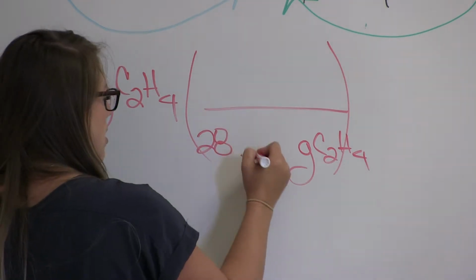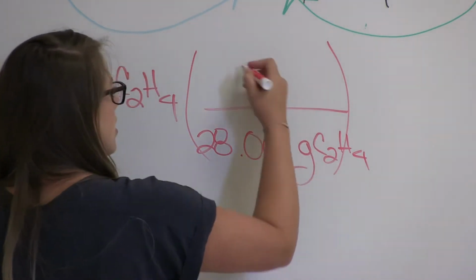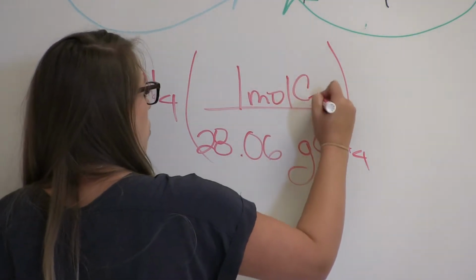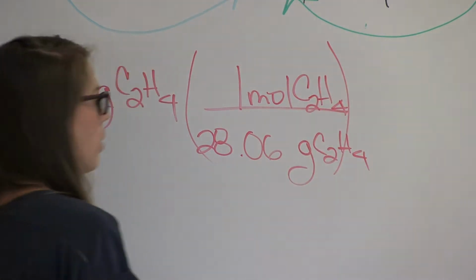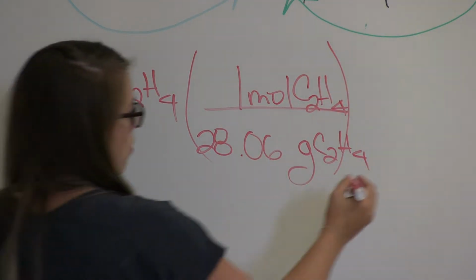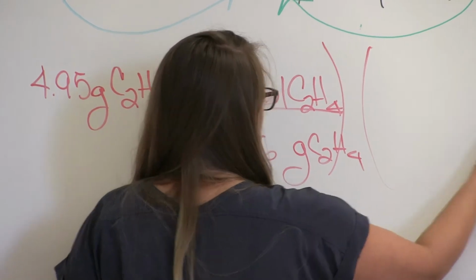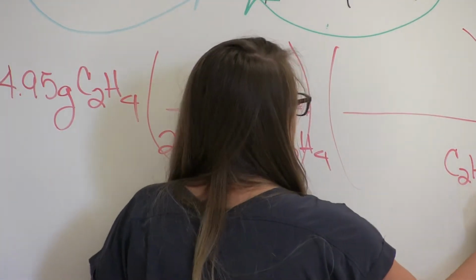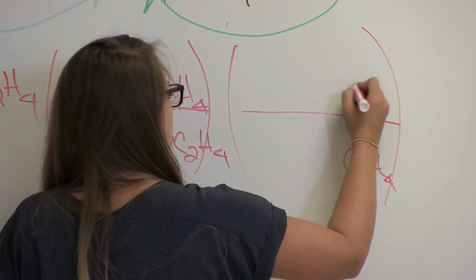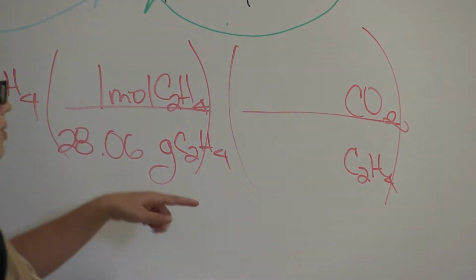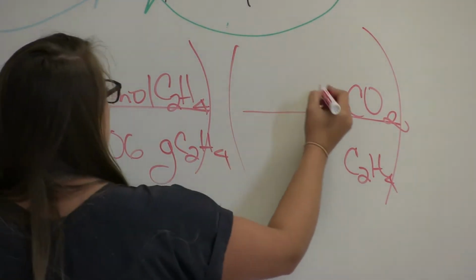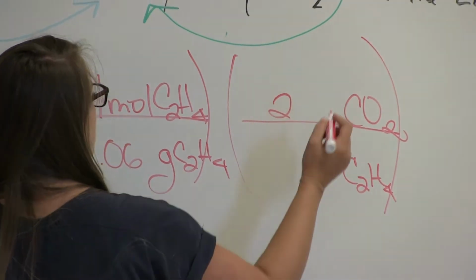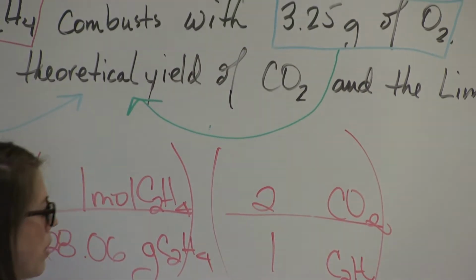It's going to be 28.06 grams per mole. We get that from the periodic table. We're in moles of C2H4, which lets us switch into the compound we want. So we now go to moles using the mole ratio. C2H4 is going to go on the bottom, and we're going to have carbon dioxide on the top. We go to our balanced chemical reaction. That is going to be a 2-to-1 ratio.